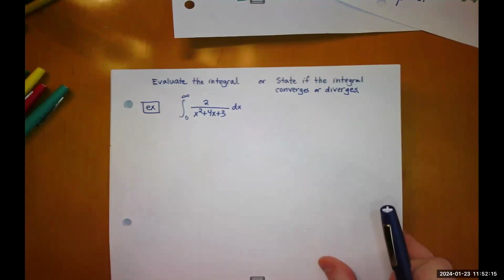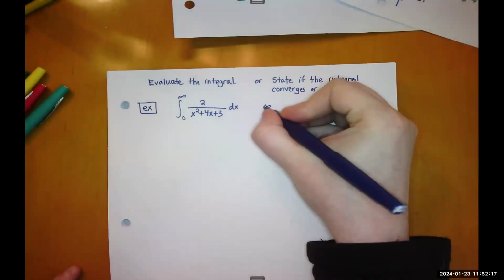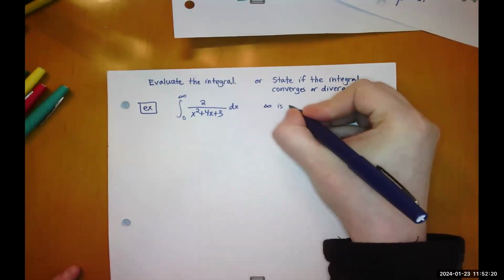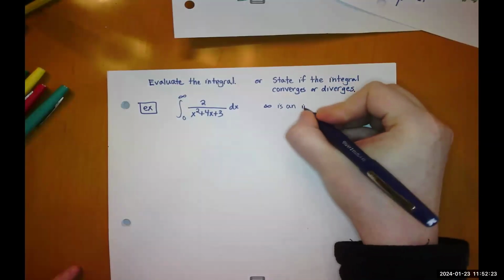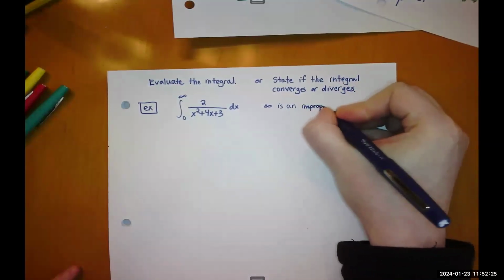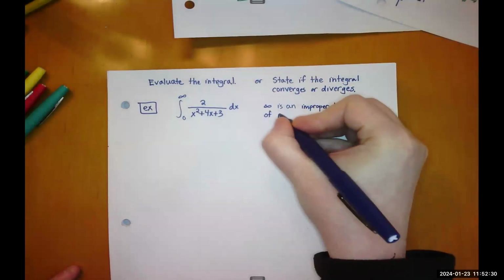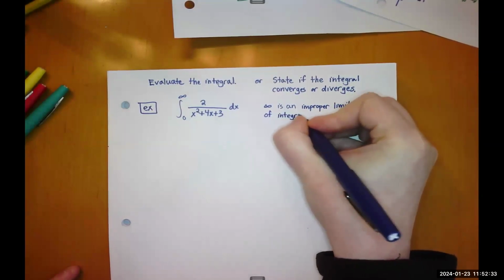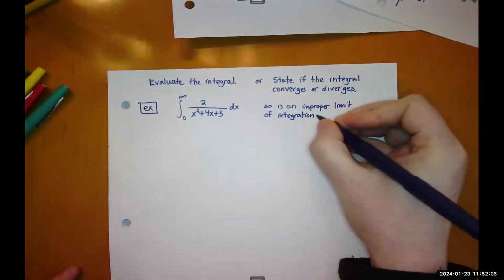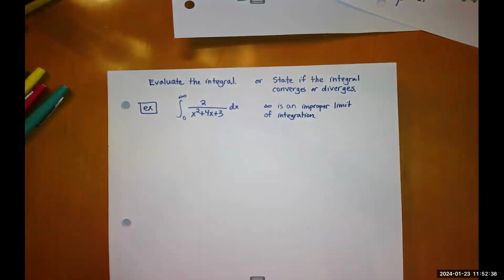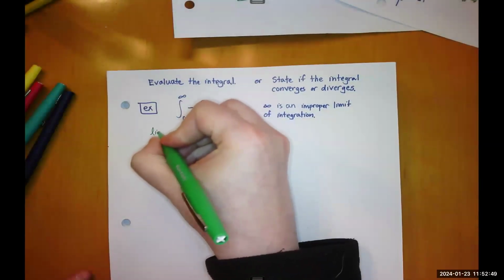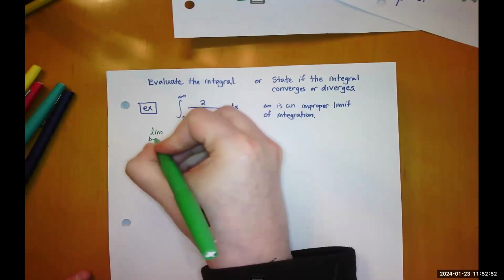So when we look at this, we note that infinity is an improper limit of integration. Since this is an improper limit of integration, I know that I have to evaluate this improper integral. And something that has to be shown on a free response question on the AP exam is the algebra that transforms this improper integral into a proper integral.